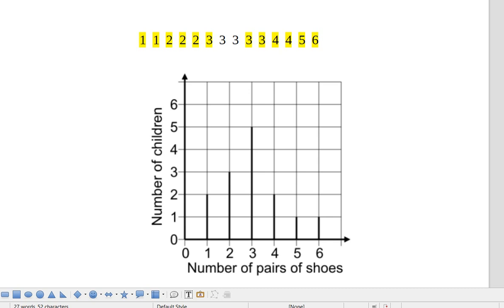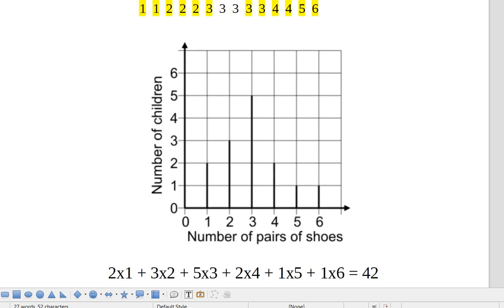And then to find my mean, I can add them all up. I can do 1 plus 1 plus 2 plus 2 plus 2. Or I can do the shortcut, and I can just write it like this. 2 lots of 1, 3 lots of 2, 5 lots of 3, etc. gives me 42. I know that there are 14 children, so it will be 42 pairs of shoes divided by 14 children, and therefore my mean will be 3.